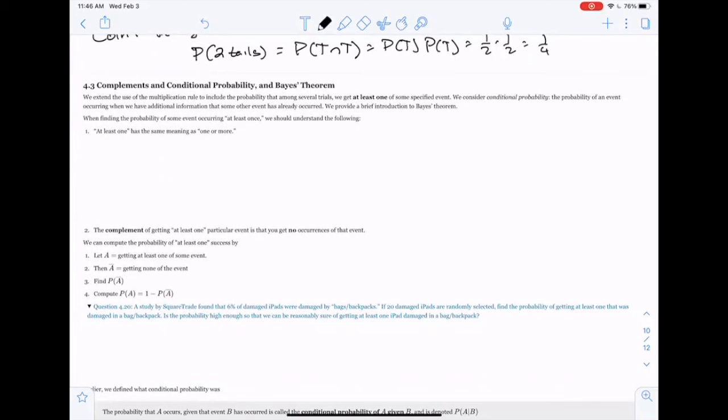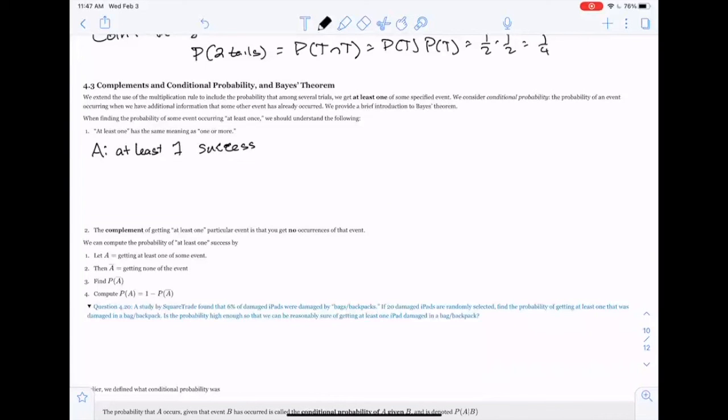So again, we can extend this multiplication rule to include the probability that among several trials, you get at least one of some specified quantity or quality. The idea of getting at least one has the same meaning as one or more. So if A is the probability of getting at least, let's say, one success.